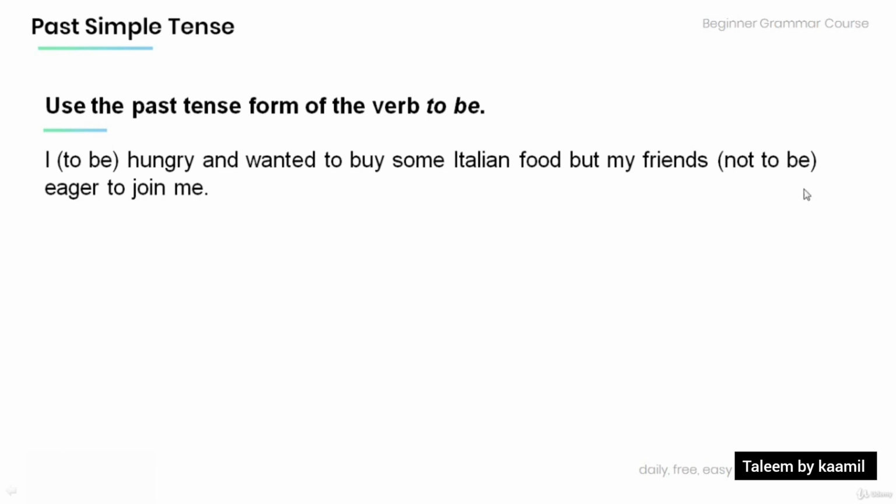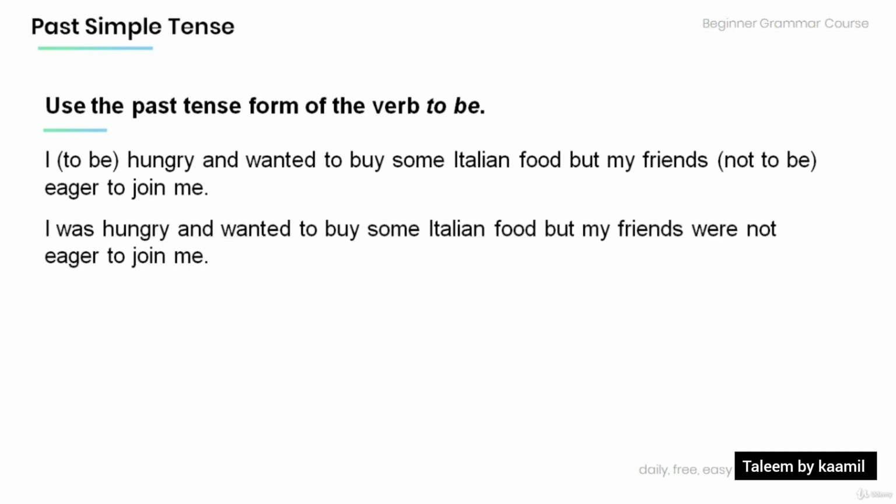Now read the following sentence and use the correct form of the verb to be in the past tense. I to be hungry and wanted to buy some Italian food, but my friends not to be eager to join me. I was hungry and wanted to buy some Italian food, but my friends were not eager to join me.